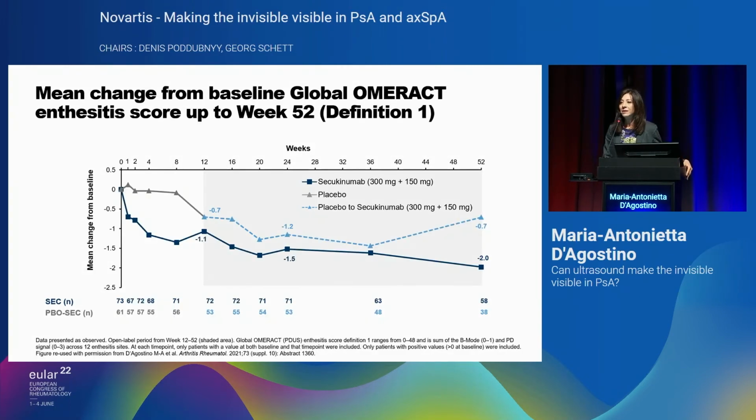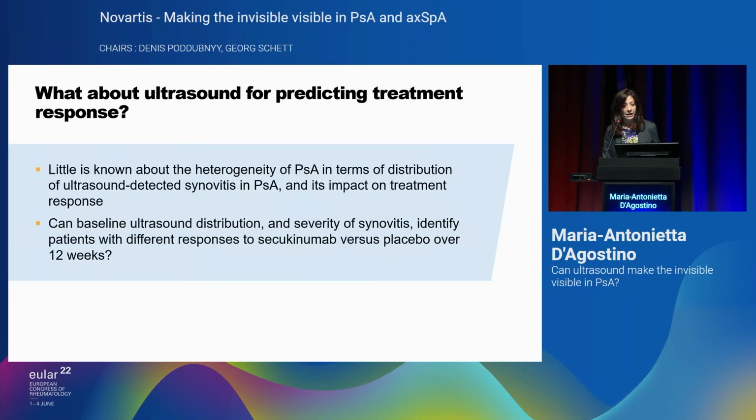What about the enthesitis? You can see here that although it was not one of the primary or secondary criteria, we demonstrated a nice differentiation between placebo and active drug in the first 2 weeks, probably not at 12 weeks. But when we switched the patients from placebo to secukinumab, the OMERACT ultrasound enthesitis score was also able to show this response, which was nicely seen until the end.